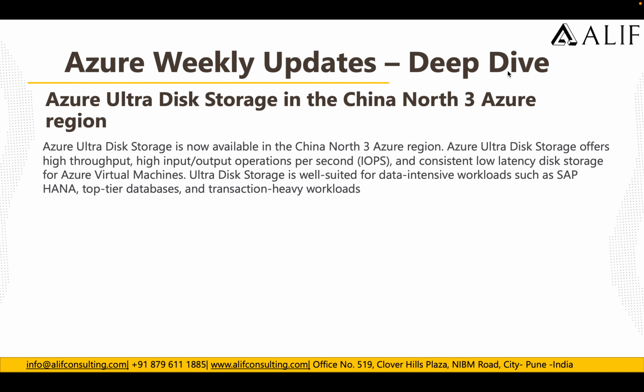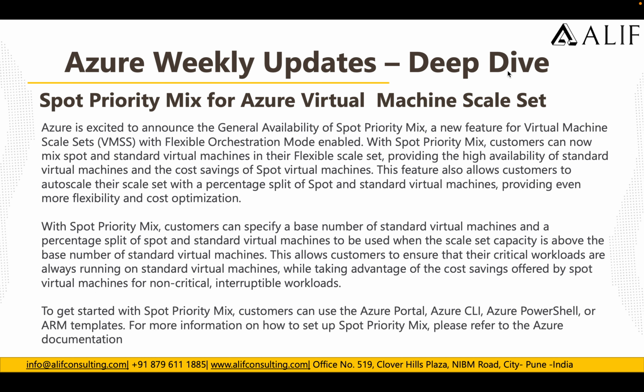The next update which we have is for Azure Ultra Disk Storage. This capability has been extended into the China North 3 Azure region. As we know, Ultra Disk offers high throughput, high input output operations per second, which is also known as IOPS, and consistent low latency disk storage for Azure virtual machines. Ultra Disk storage is well suited for data intensive workloads such as SAP HANA, top tier databases, and transactional heavy workloads.